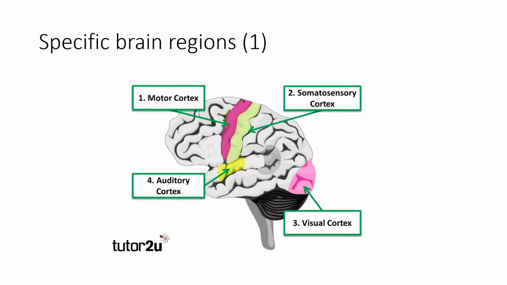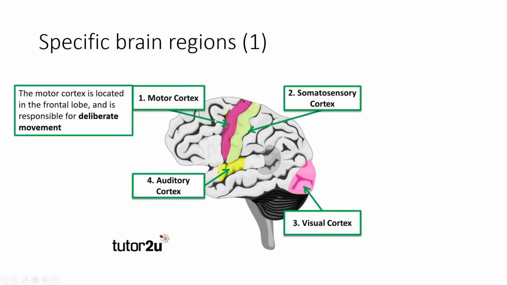So the specific brain regions which you need to be aware of are the motor cortex, the somatosensory cortex, the visual cortex, and the auditory cortex. These two are pretty self-explanatory. So the motor cortex is located in the frontal lobe. So this is actually the back portion of the frontal lobe here, this kind of pinky purple bit. This is responsible for deliberate movement.